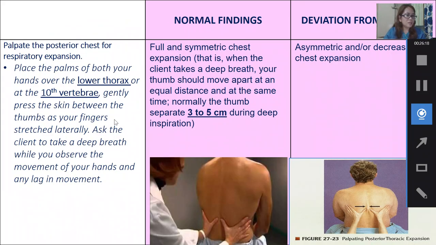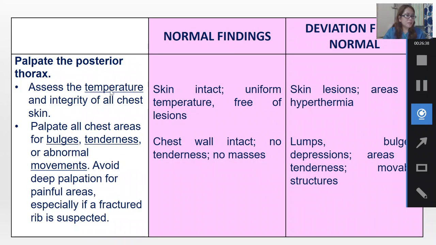Okay. So, ito lang din yun. Just another view or another explanation. Okay. So, pero isa lang ibig sabihin yan. So, dapat magsiseparate siya ng 3 to 5 cm. Tapos, symmetrical dapat. Okay. Then, palpate the posterior thorax.